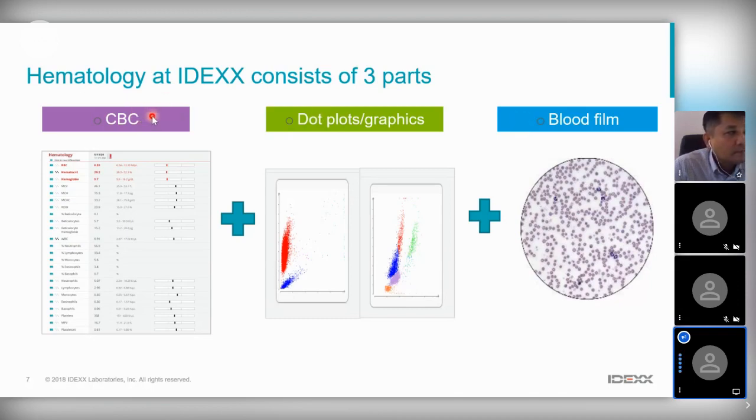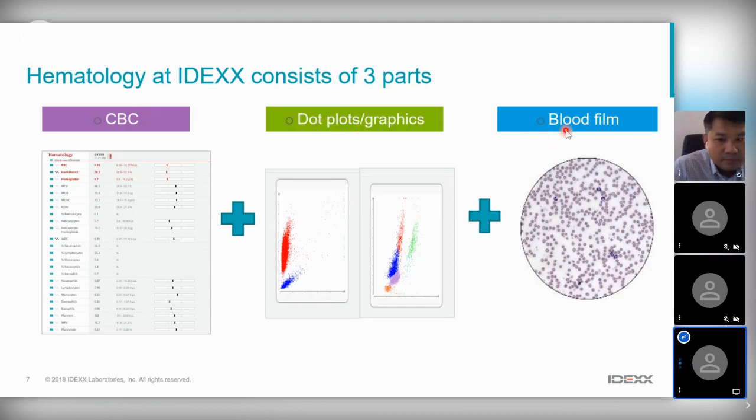I know we all love to see the numbers and the data on the screen. That is why the automated part is the most preferred one. The automated portion of the CBC is produced by an automated hematology analyzer, like we have the ProCyte DX. And the second part of the CBC includes the graphics as a visual representation of how many cells are there, and it tells us a little bit about the pathologies going on there. So the dot plots are also provided by the ProCyte DX.